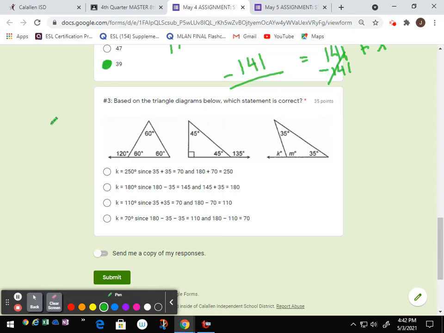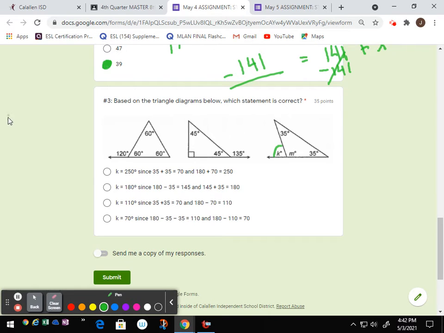Okay, so it says K is equal to 250 since 35 plus 35 is equal to 70 and 180 plus 70 is 250. So it looks like they want us to find K. So let's go ahead and find K. So we can ignore these for right now. We're going to just look at this one.